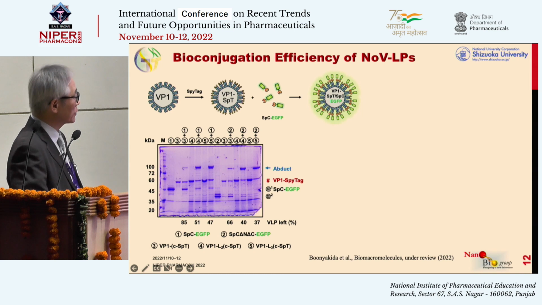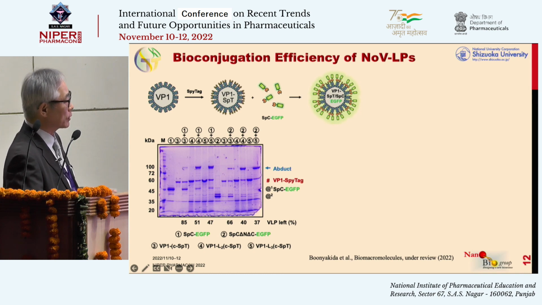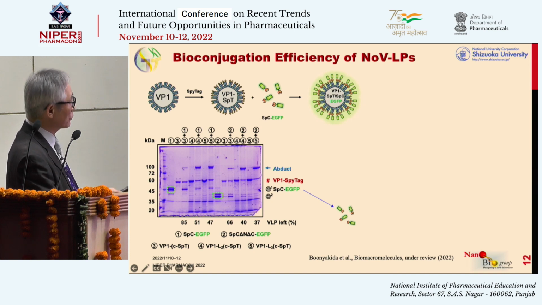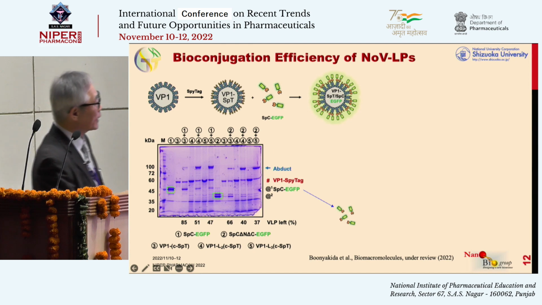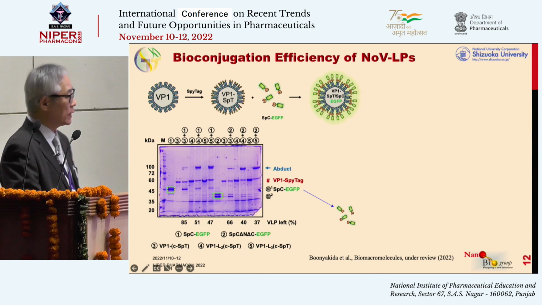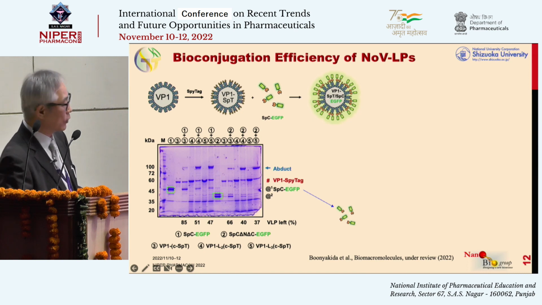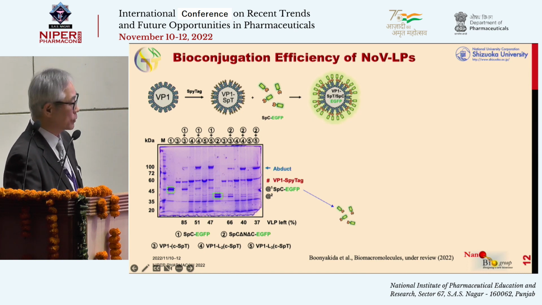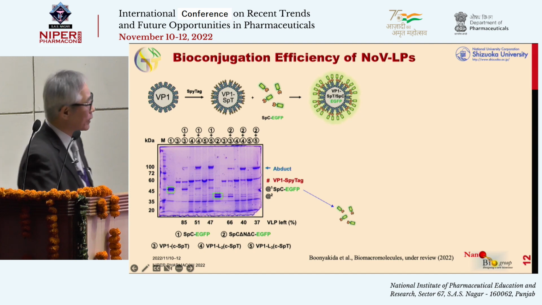The result is shown here. First, we expressed the conjugation partner, spike catcher EGFP, shown here. This lane 1 is 44 kilodalton. However, lane 2 is a little lower molecular weight. Why? We deleted some part of the N terminal or C terminal of this spike catcher. Therefore, it is a little lighter conjugation partner.